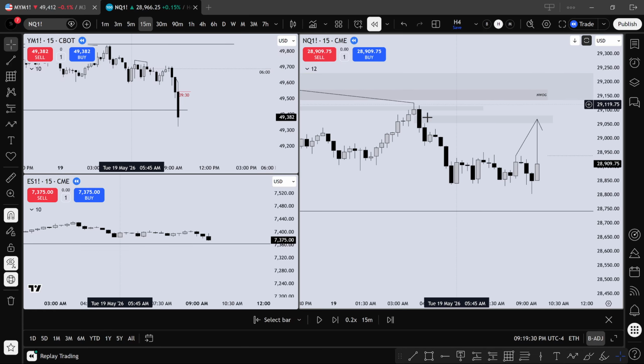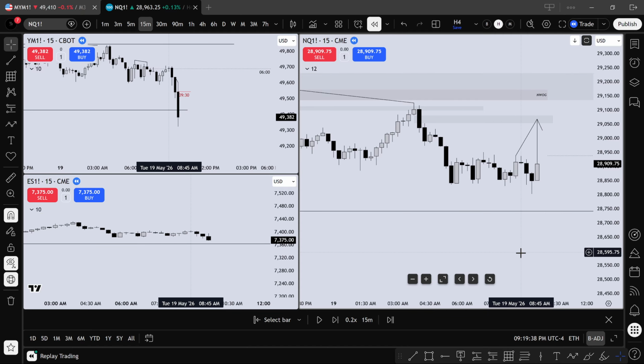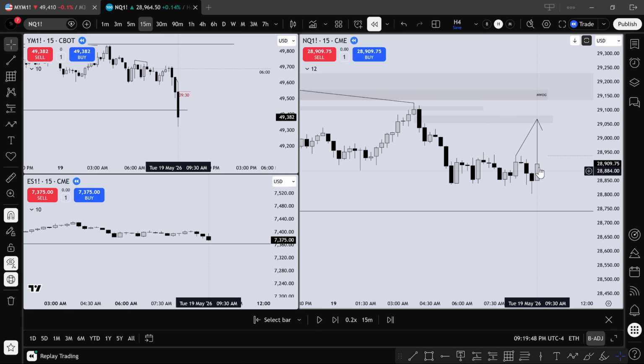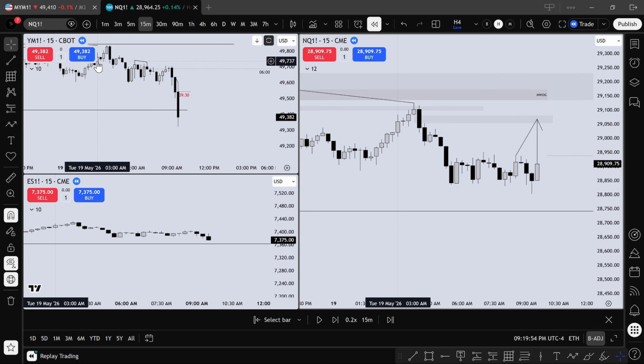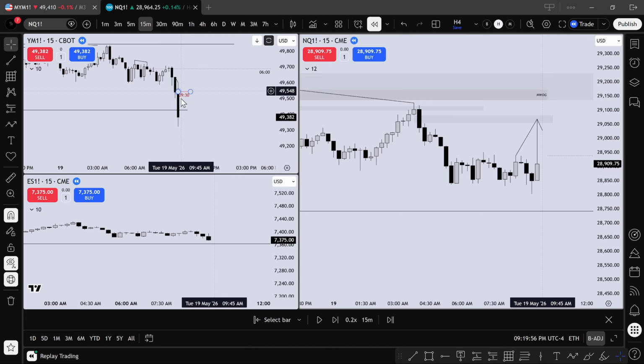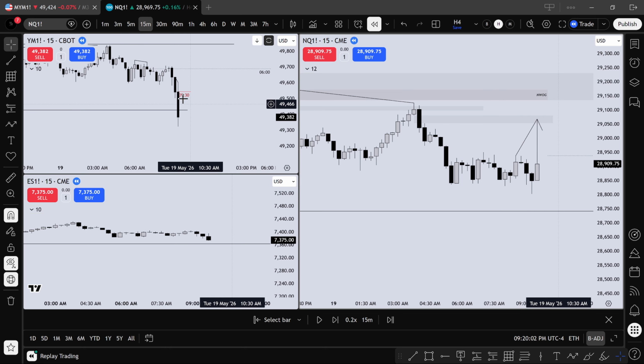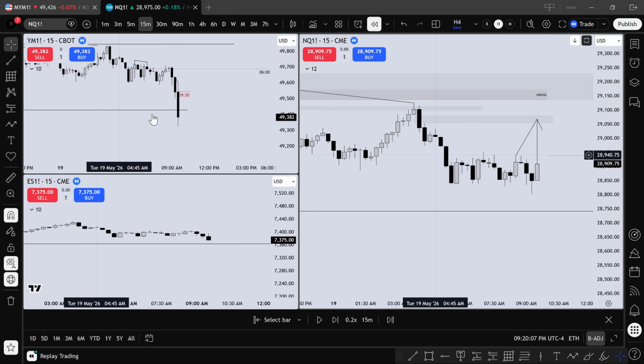NQ goes higher, taps into the 15-minute gap. If you watched my pre-market analysis, I was looking for high side first and then to reverse back, and that is what happened. The reason I went with the YM and not NQ was that, look at this candle. This candle is the manipulation, and the same candle on the YM was the continuation. And since the drawn liquidity was pretty close, I could have taken this and then this. That was my plan. But when I took this, I missed my entry on this one.